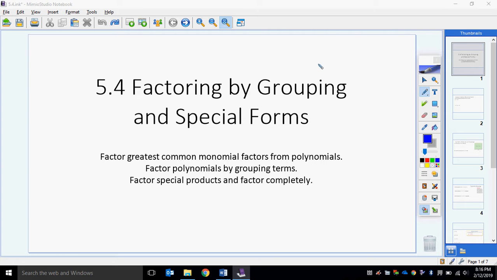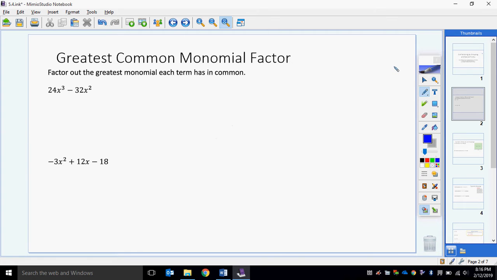Welcome to 5.4, Factoring by Grouping and Other Special Forms. So let's get started with the first type of factoring. It's when you can factor out a greatest common monomial factor.